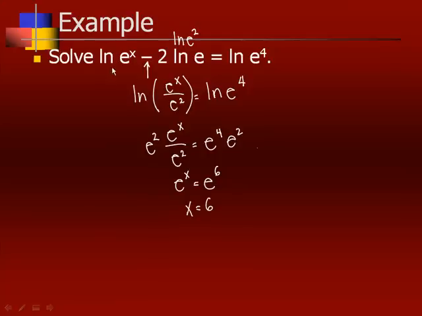Now, another way you could have looked at this is the natural log of e to the x is just x. The natural log of e to the second, remember, natural log means find the power that we raise e to, so that would just be 2. And then the natural log of e to the fourth would just be 4. Then add 2 to both sides, so we get x is equal to 6.